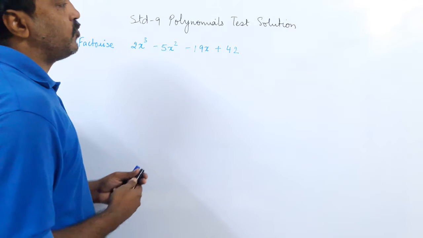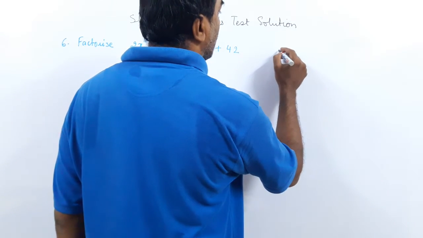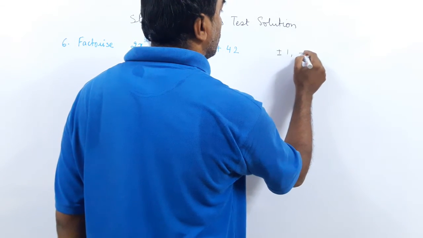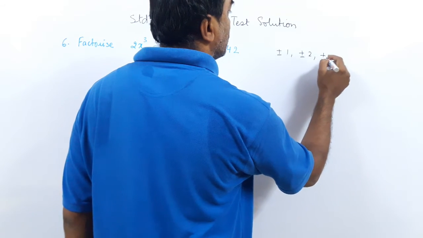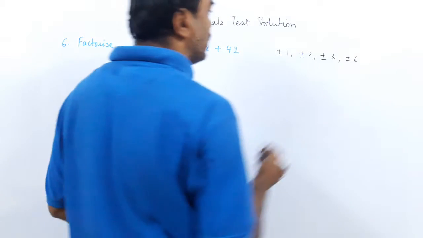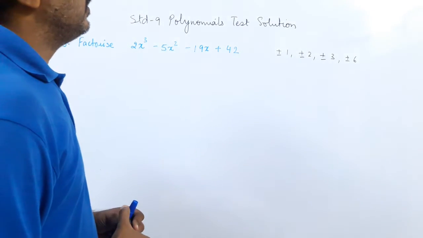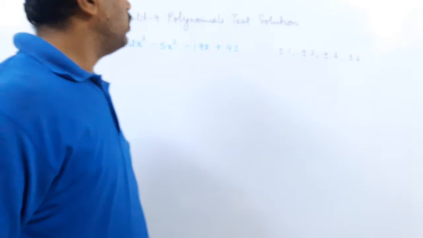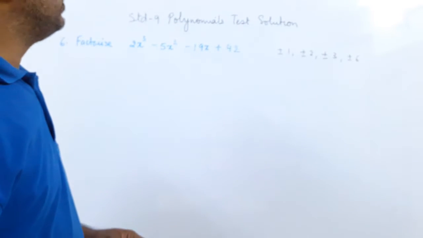Now what are the factors of 42? The factors of 42 are plus minus 1, plus minus 2, plus minus 3, plus minus 6, then we have plus minus 7, plus minus 21, plus minus 14 and plus minus 42. Now to find the first factor, what do we do?